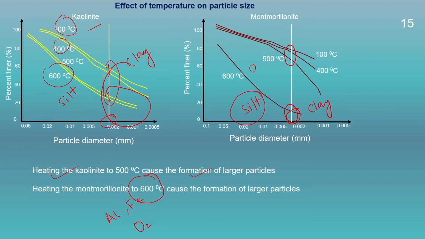So, this increase in the particle size is because of the aluminum and iron ions that emerge from the destructed crystal structure and that react with the oxygen to form aluminum and iron oxide, and those oxides may precipitate at interparticle contact and cement the clay particles to form the larger particles.